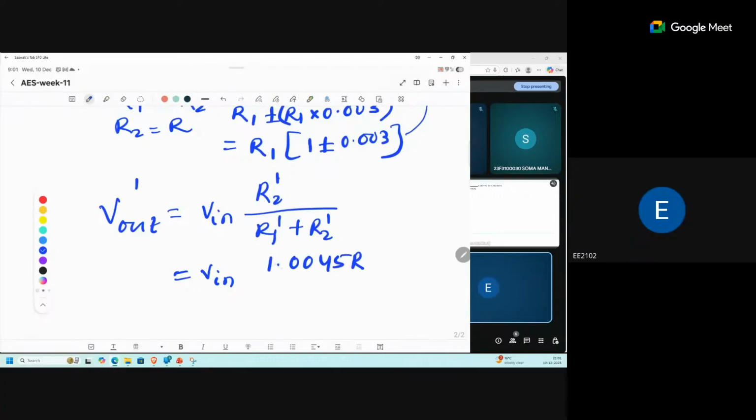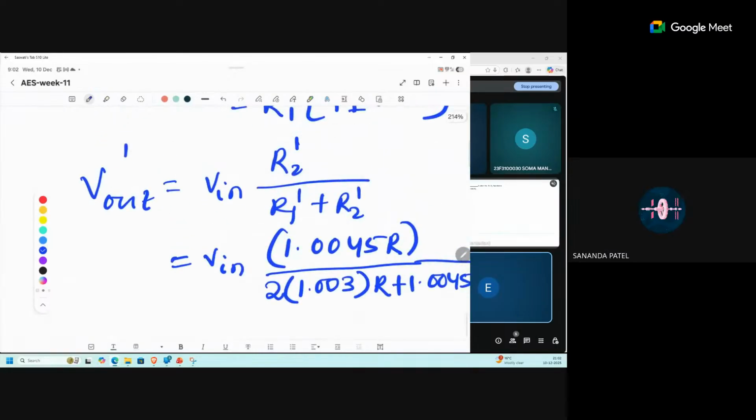1.0045 R over, I can write R1 dash plus R2 dash. That is nothing but R1 dash is 2 times of R, that means 2 times of 1.003 R plus 1.0045 R. Is it clear?